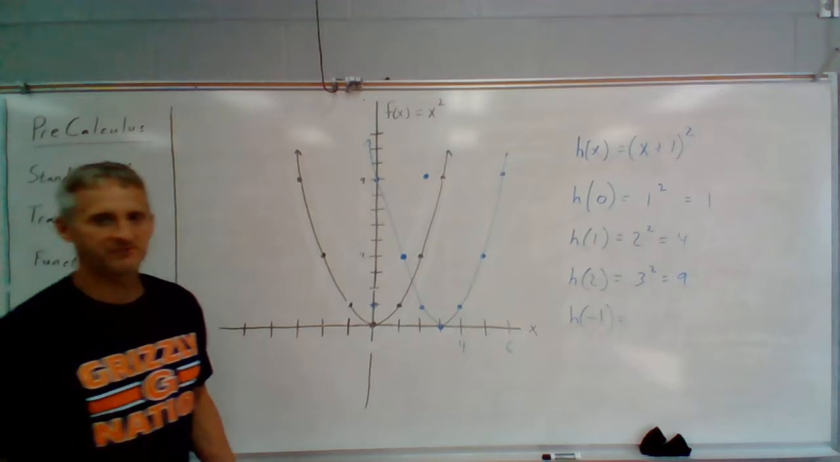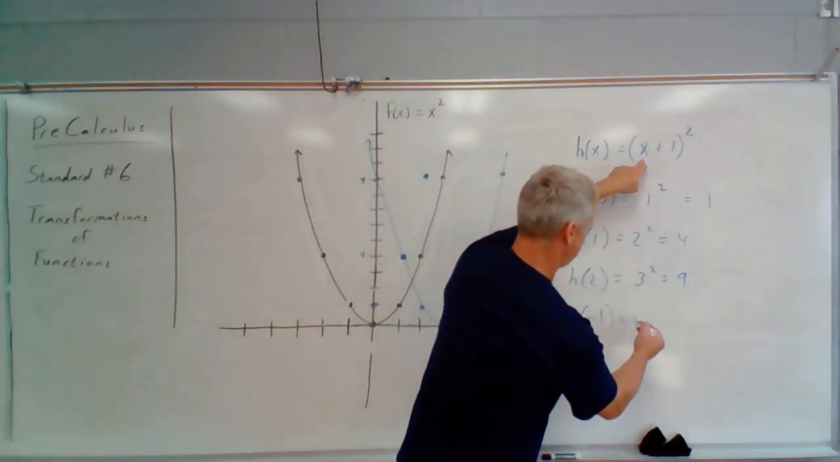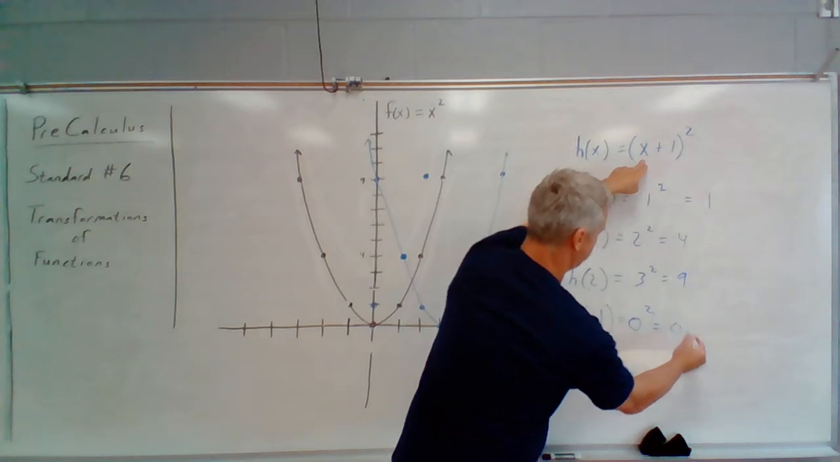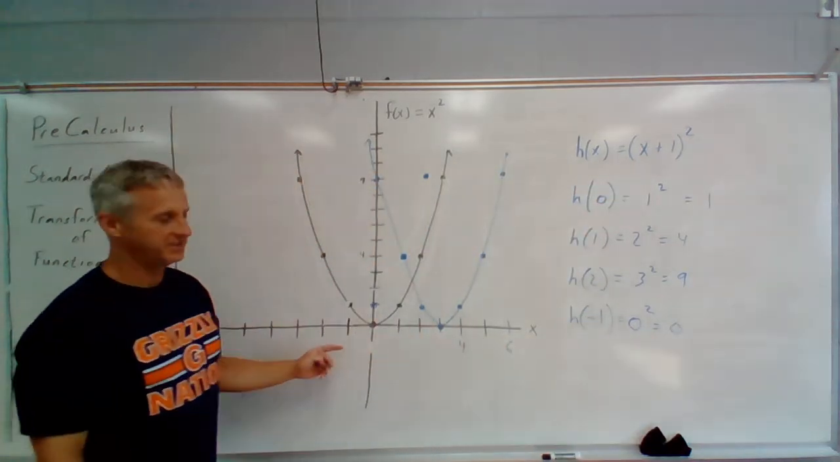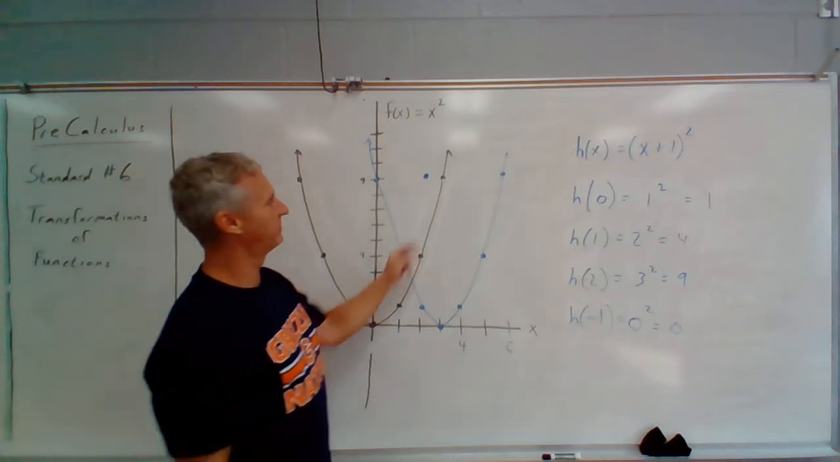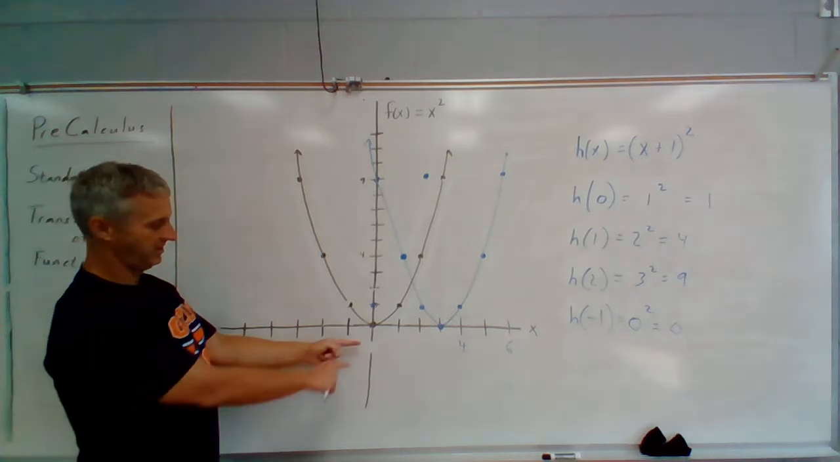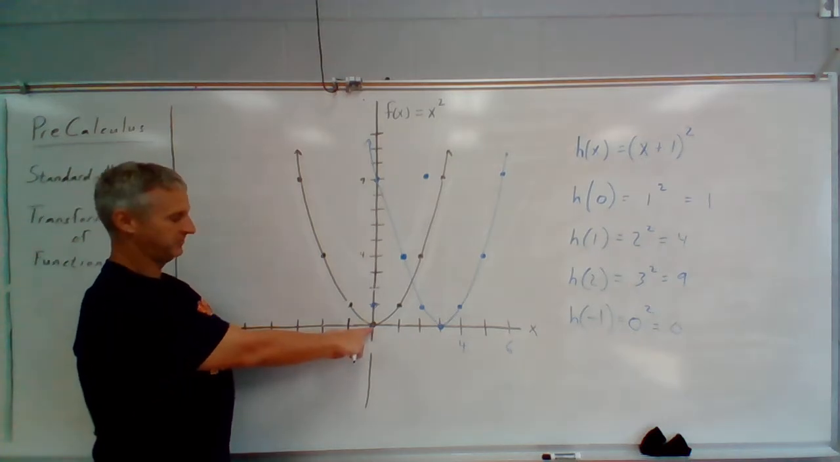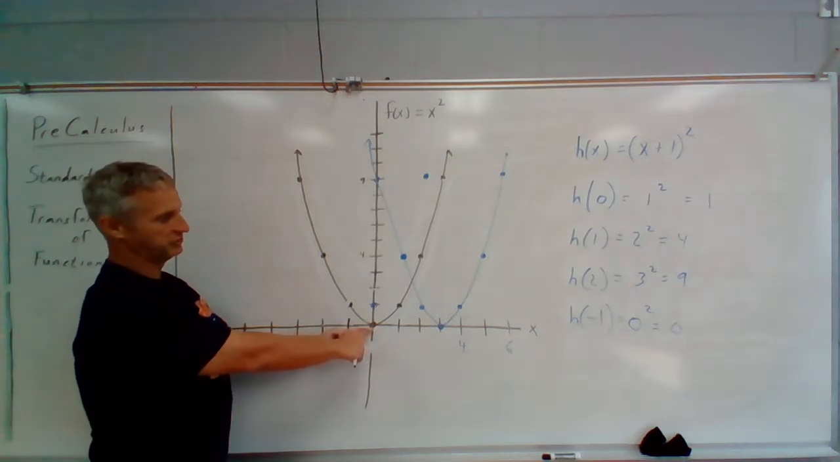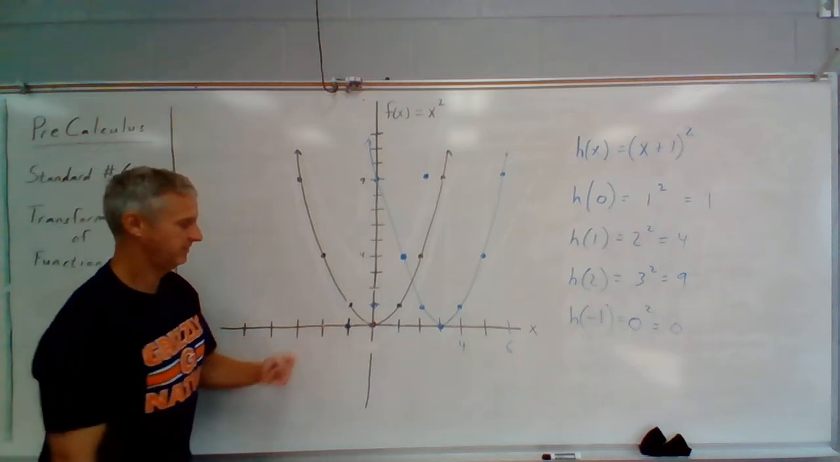If I plug negative 1 into the blue function, negative 1 plus 1 is 0, 0 squared. So plugging a negative 1 into the blue function is the same thing as plugging 0 into the black function. So on the black function, the point (0, 0) should correspond with (negative 1, 0) on the blue function.